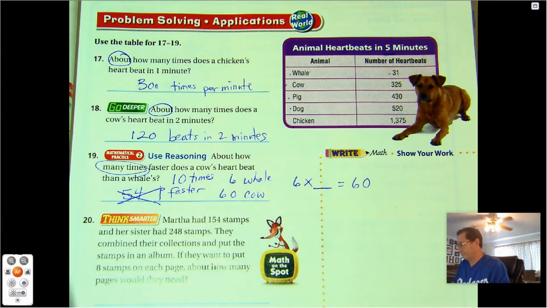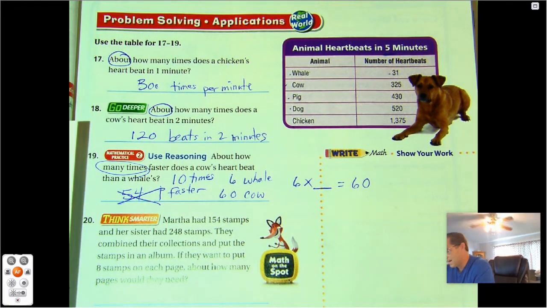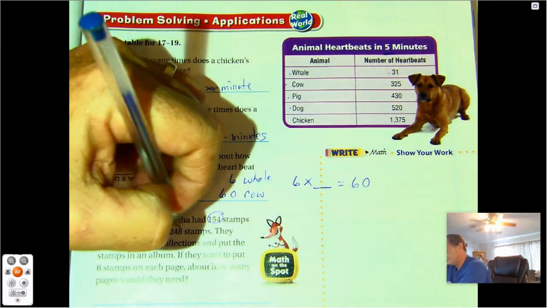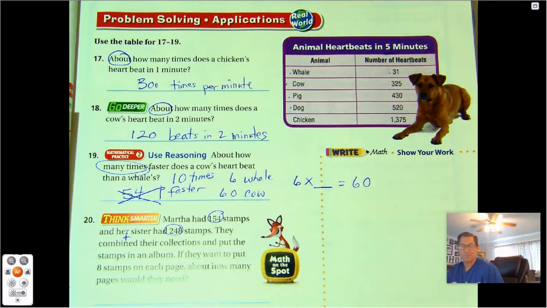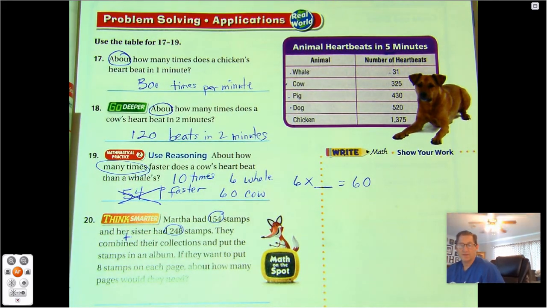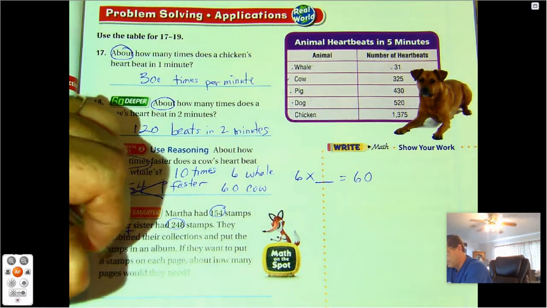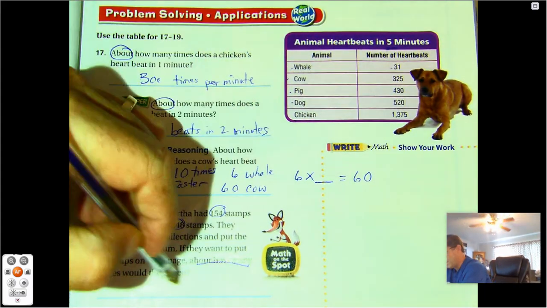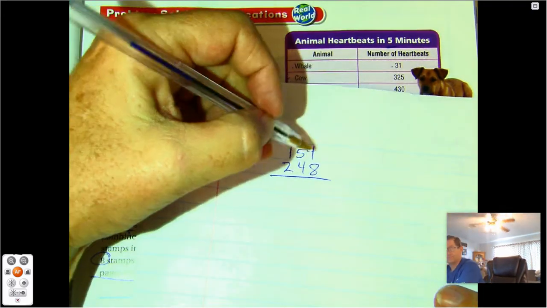20. Martha had 154 stamps, and her sister had 248 stamps. They combined their collections. Combined means add, right? And they put the stamps in an album. They want to put 8 stamps on each page. So that's important. About how many pages do they need? So first thing we need to do is combine them. So first, let's add to find out how many stamps they have.